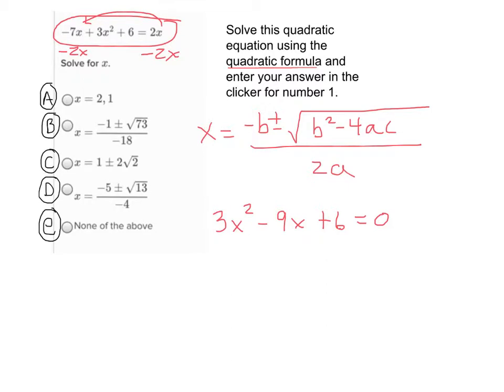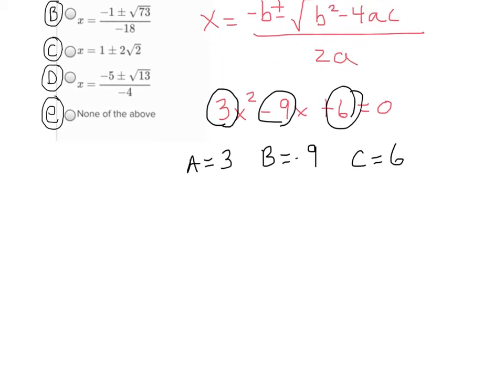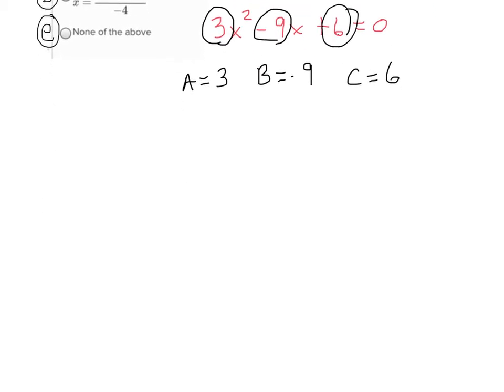Okay? And next, I like to identify what a, b, and c are. A is the number next to x squared, so it's 3. B is the number next to x, so it's negative 9. And c is the number here by itself, so it's 6. So now we're going to plug those values into our quadratic formula.